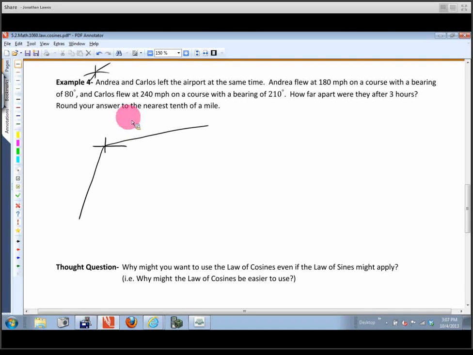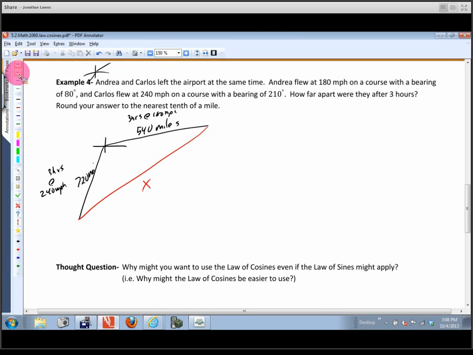Well, if this is 3 hours at 180 miles per hour, that's going to be 3 times 180, that's going to be 540 miles. And this is 3 hours at 240 miles per hour, so this is going to be 3 times 240, that's going to be 720 miles. And then the question is, how far apart were they? So we want to know this right here. Well, in order to figure that out, notice we don't have any angles here. So let's take a closer look at this.